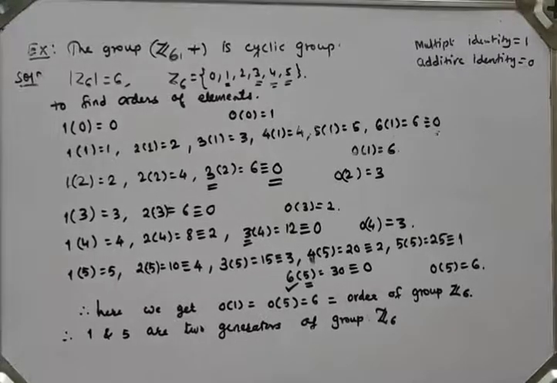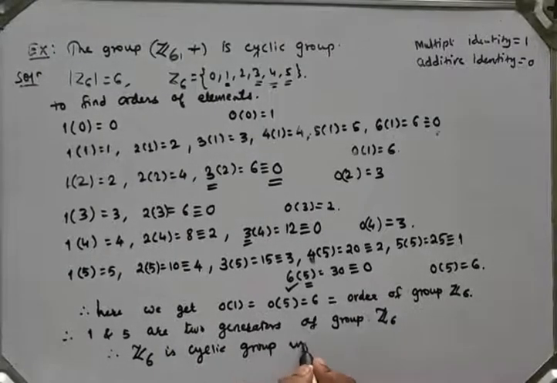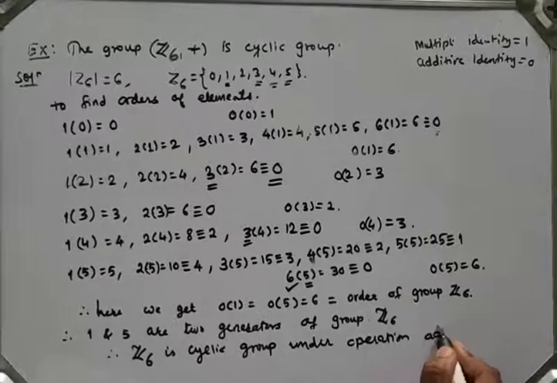Therefore, what we say is that Z6 is a cyclic group under the operation addition.